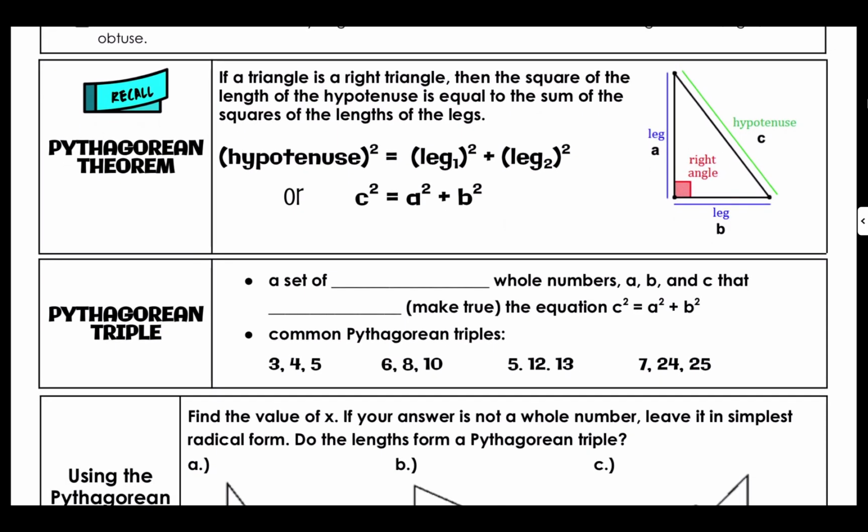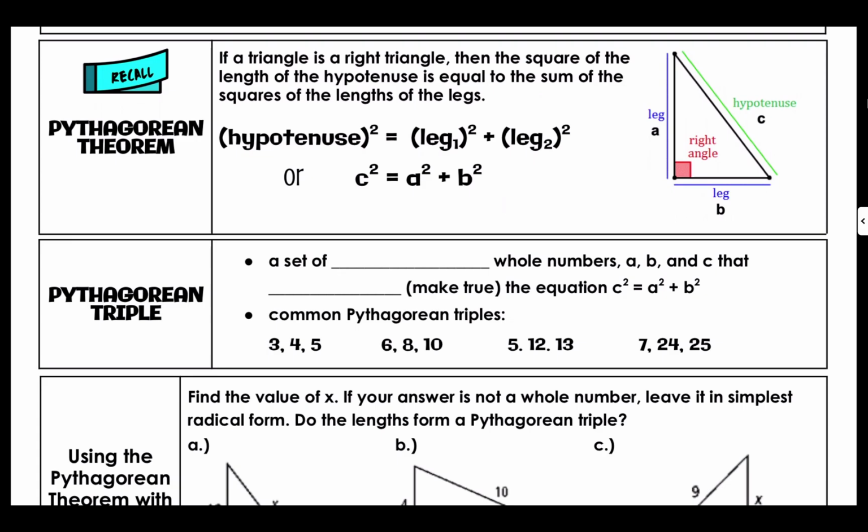A Pythagorean triple is a set of positive whole numbers a, b, and c that satisfy, or make true, the equation c squared equals a squared plus b squared. Common Pythagorean triples are 3, 4, 5; 6, 8, 10; 5, 12, 13; 7, 24, 25. They're all positive, and when you plug them into our equation, it makes it true.